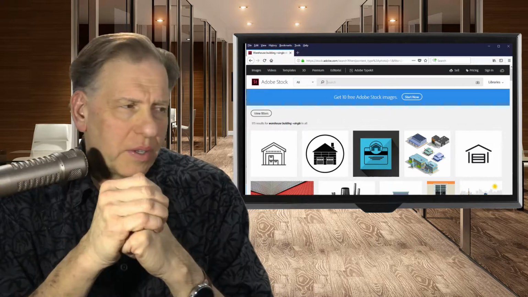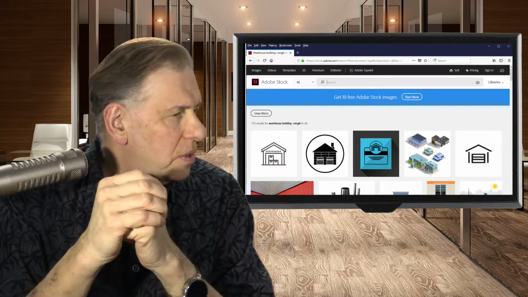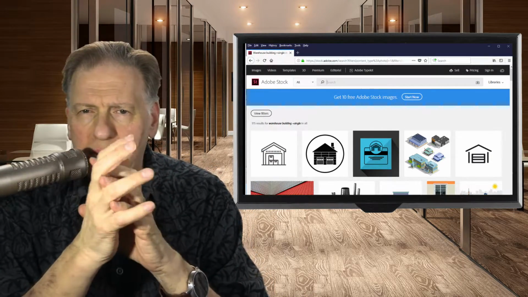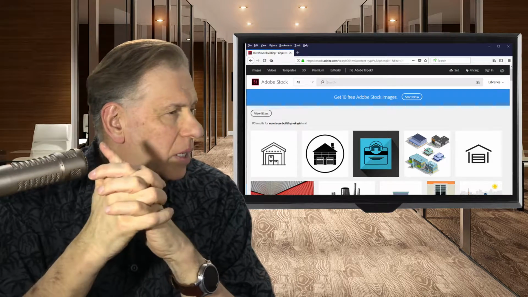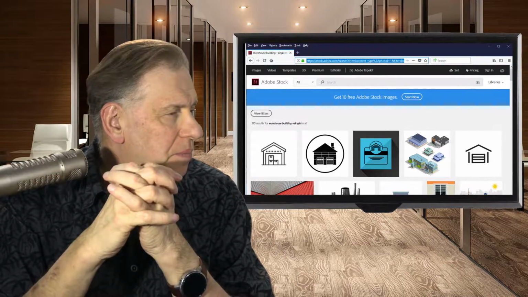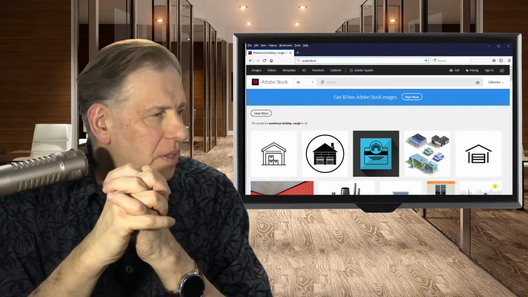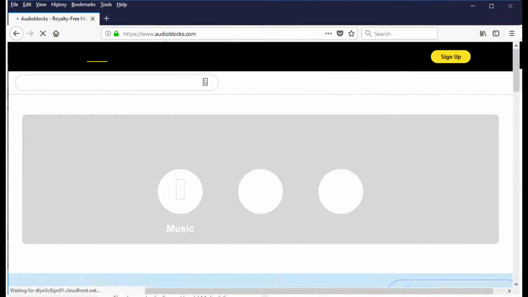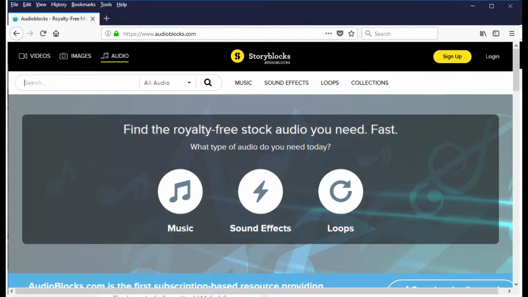Same with audio files. You want to go into, just for a quick idea, audioblocks.com. So here we have audioblocks.com. It's a music site we use often to find audio. All right, we are in. Okay, so we're in Audioblocks.